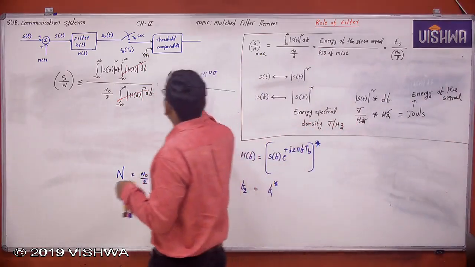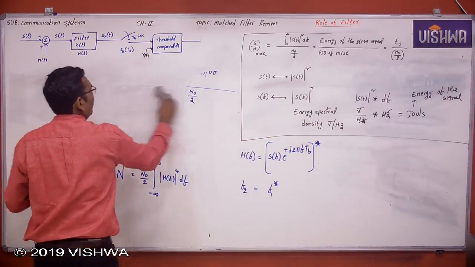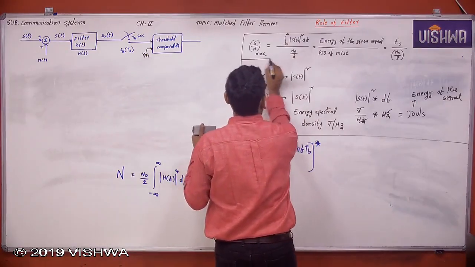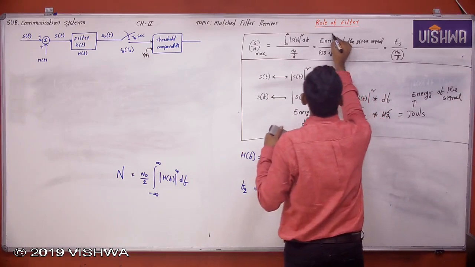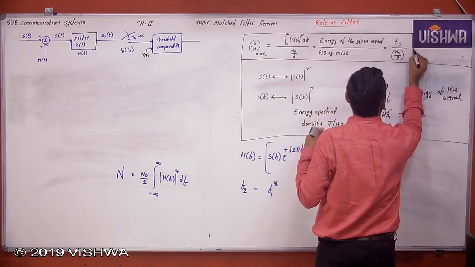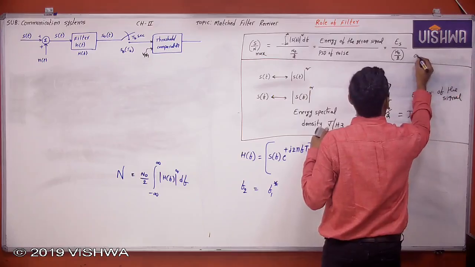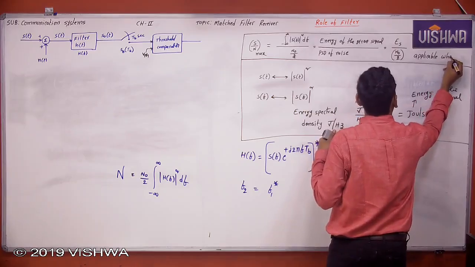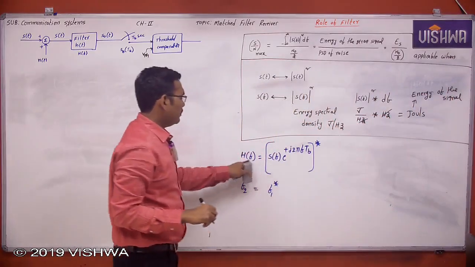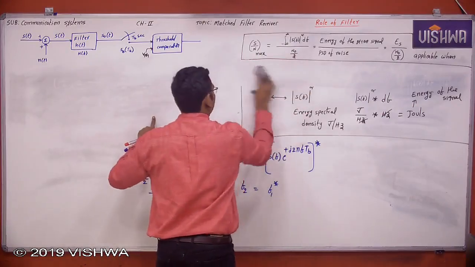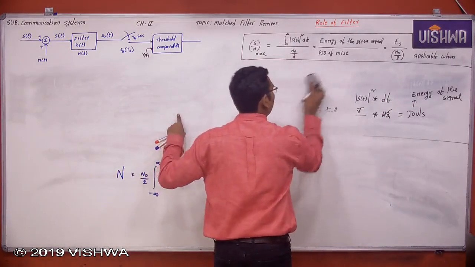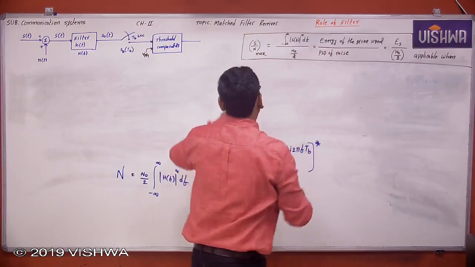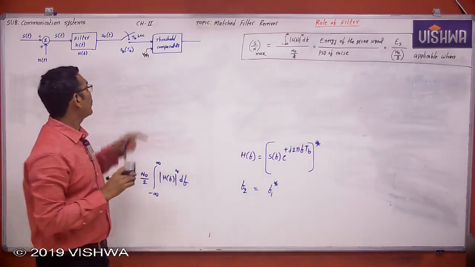Now what is the condition? This maximum signal to noise ratio is valid, am I not? This is true with a condition. It is applicable when this condition is satisfied. Now this splitting and everything is possible. So this is the maximum signal to noise ratio produced by the filter.